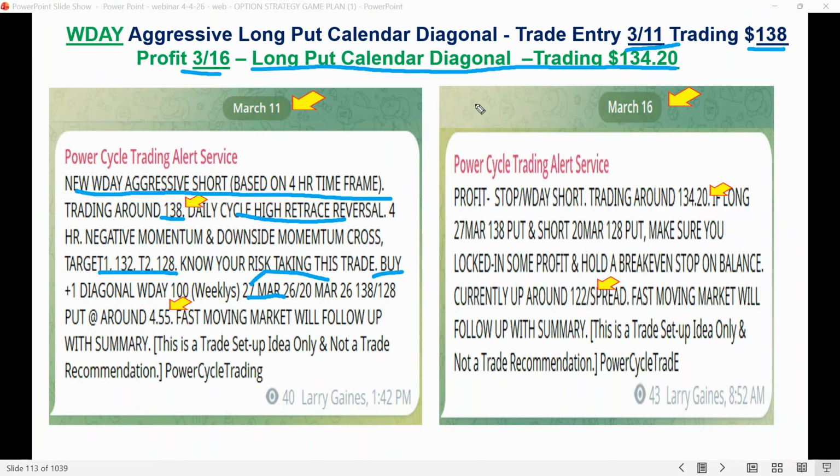All right, so then on the 16th, it was now trading at 134.20. So if long the 27 March 138, 20 March 128.